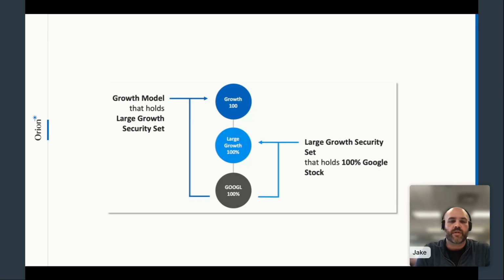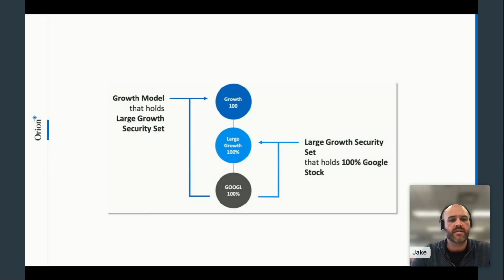So security sets really are the building blocks of your models. They determine what your individual allocation is going to be, so what you're going to invest in and how much you're going to invest. And then models really define your overall strategy and how those security sets fit together.